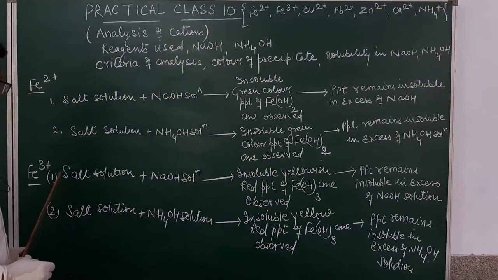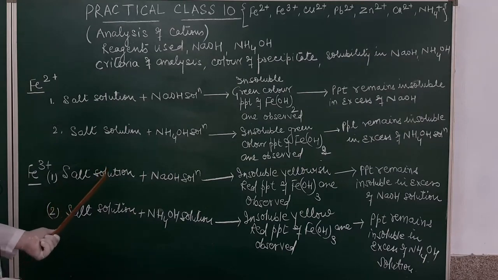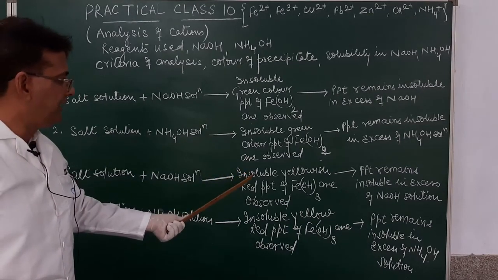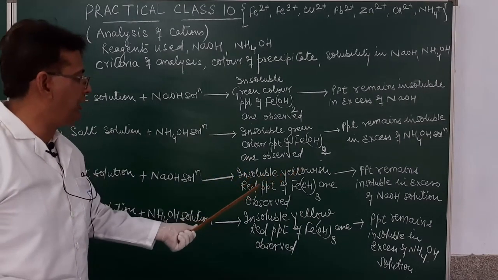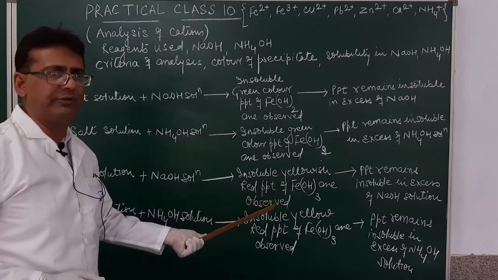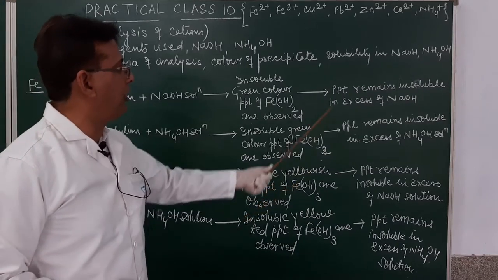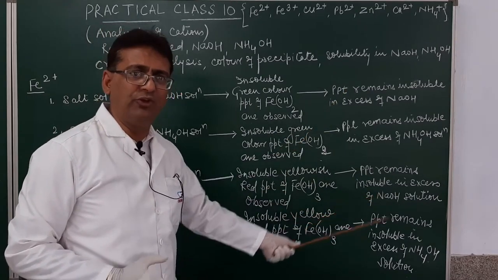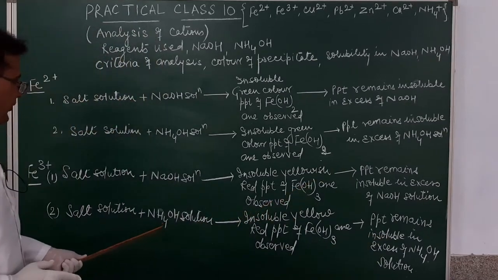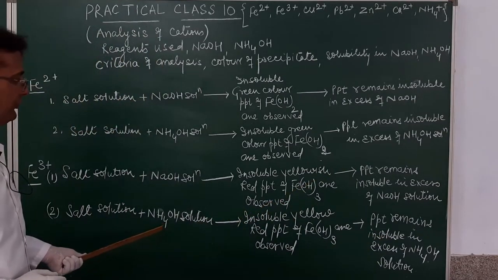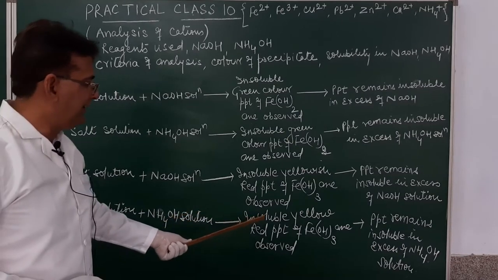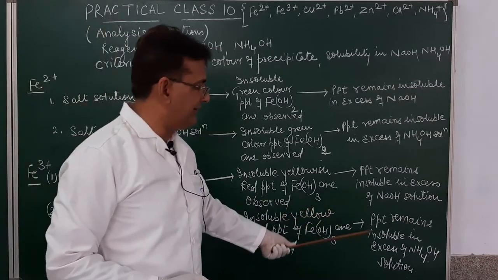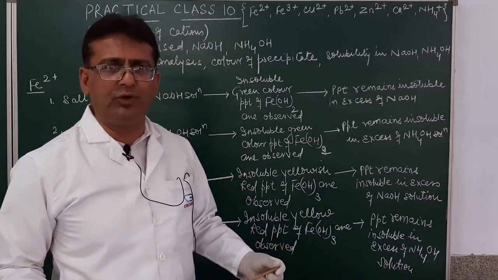Similarly, for ferric ion, when sodium hydroxide solution is added to the salt solution, we observe insoluble yellowish red color precipitate of ferric hydroxide. When sodium hydroxide is added in excess, the precipitate remains insoluble. When we test ferric ion by using ammonium hydroxide solution, we will observe insoluble yellow red precipitate of ferric hydroxide, and the precipitate remains insoluble in excess of ammonium hydroxide solution.